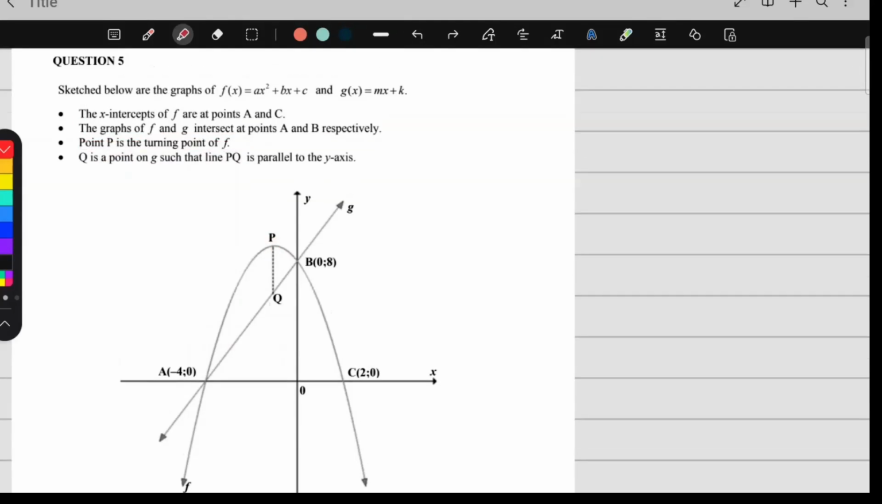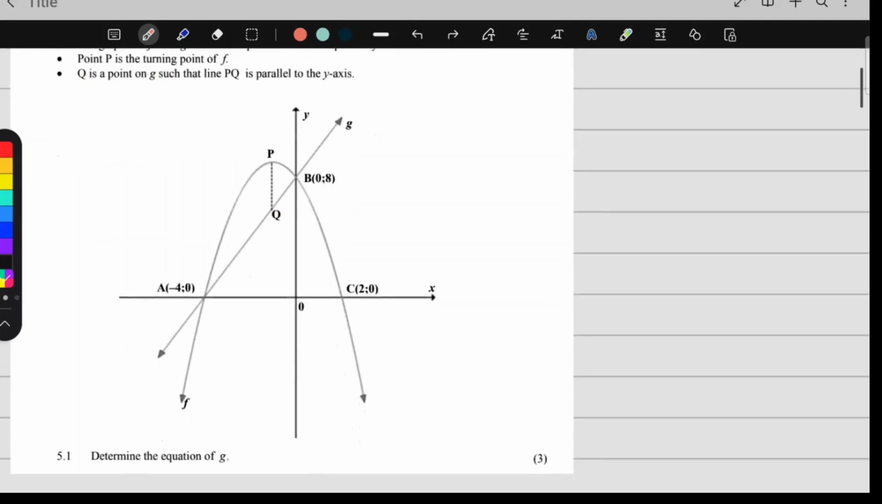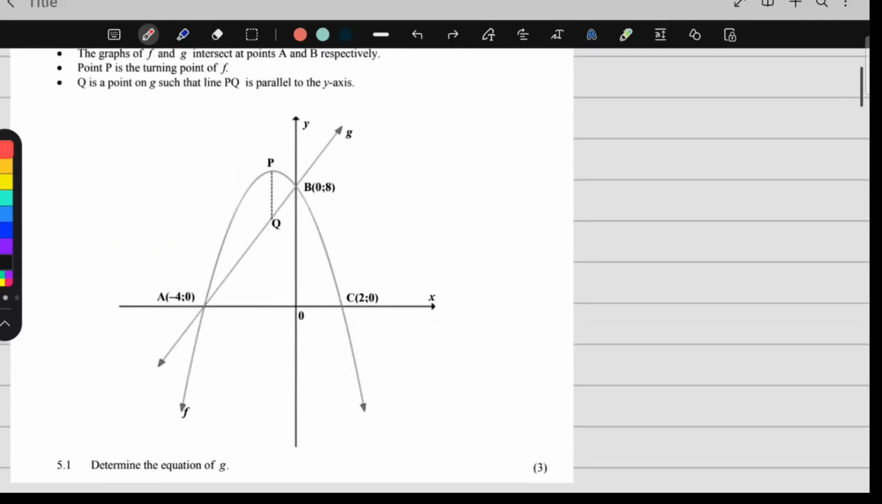And the last point is Q is a point on g. So Q is a point on the straight line such that PQ is parallel to the y-axis. Oh, that means this line is parallel to the y-axis. Okay, that is all the information. Let's look at the first question. Question 5.1 says, determine the equation of g.